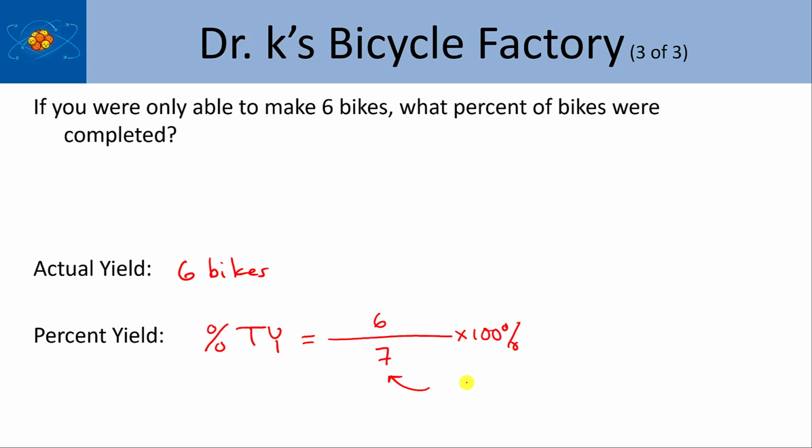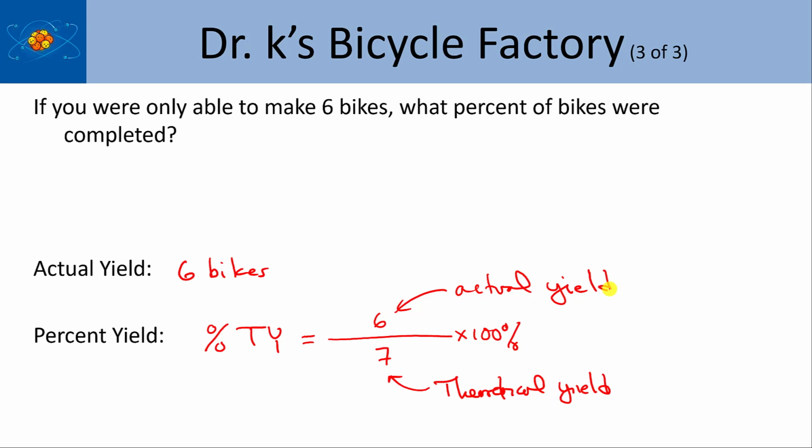Let me write it out. And this is the actual yield. You either have to be told what the actual yield is, or sometimes a question will ask you what is the actual yield, in which case you need to know the theoretical yield and the percent theoretical yield, and then you could calculate the actual yield by rearranging the equation, for example.